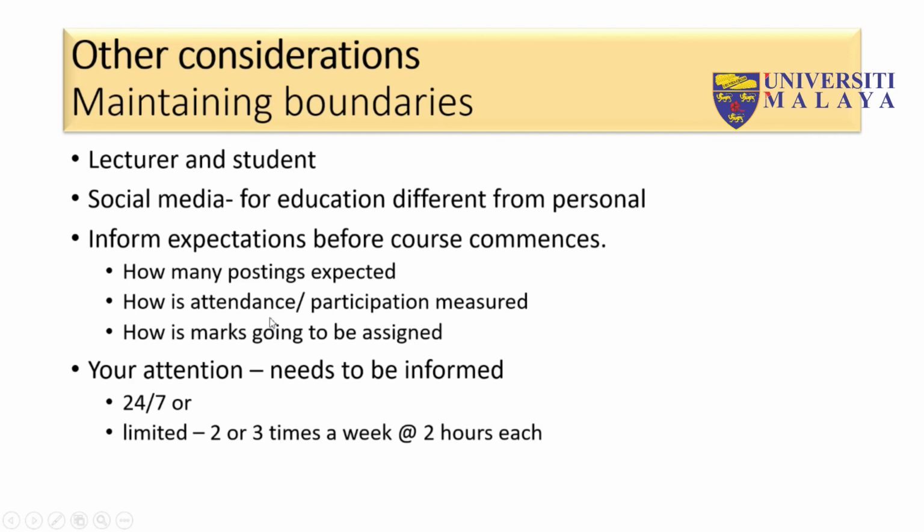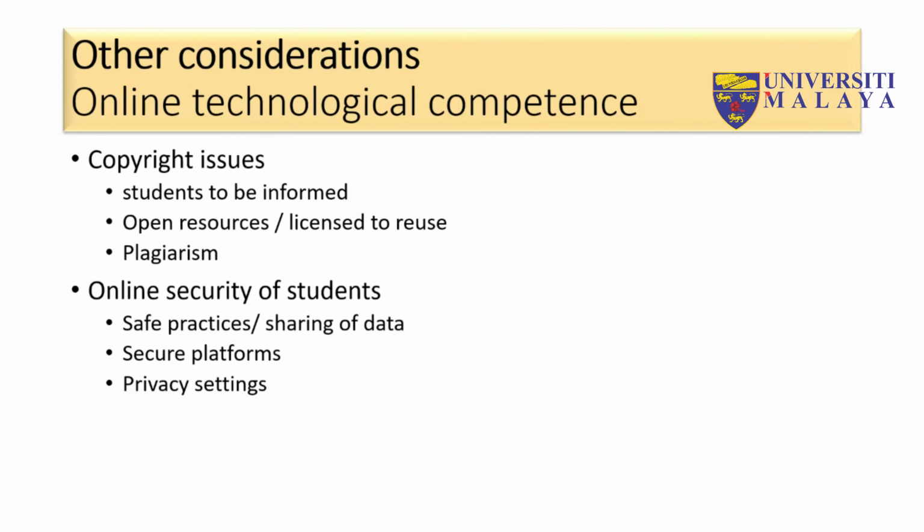What is important? Participation or not? And are you going to have a limited time for them? Maybe office hours where they can reach you, or you may be only looking at their online posts 2 or 3 times a week at a certain time. Copyright issues need to be told right at the beginning, including plagiarism. So the use of Turnitin for assignments is one way to address plagiarism. And security issues, secure platforms like Microsoft's, like our Spectrum, I suppose, is secure.